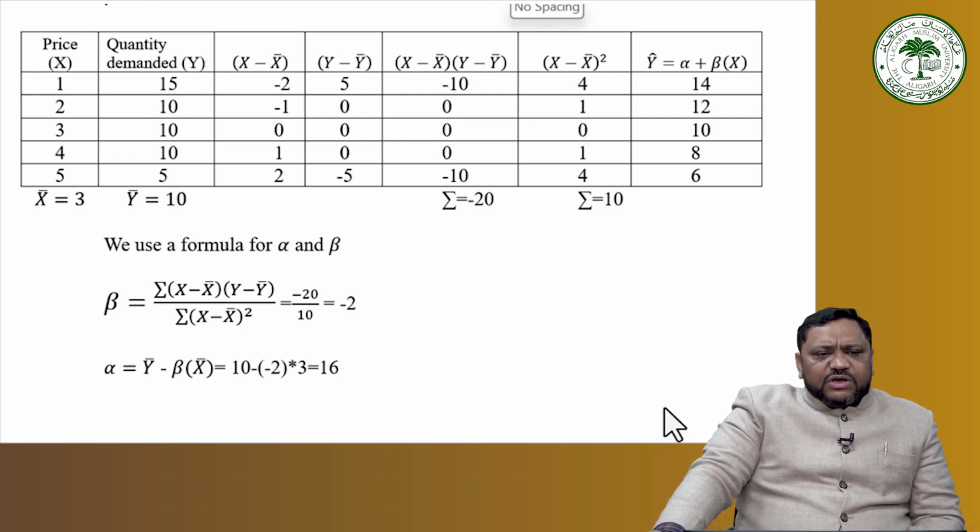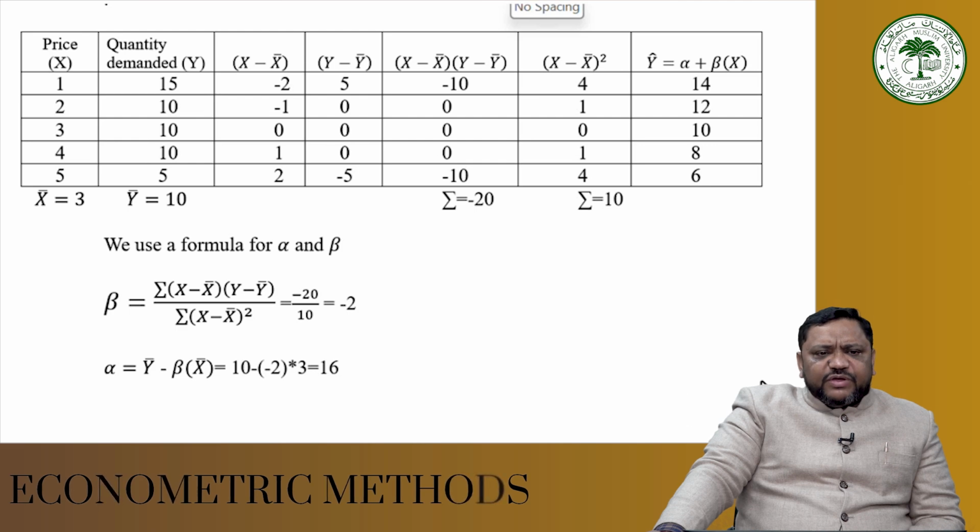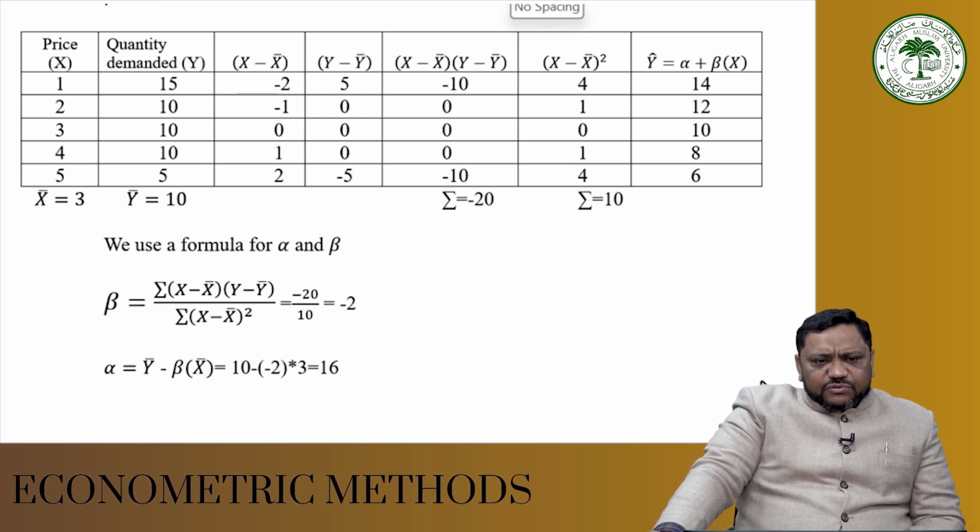So, next we compute x minus x bar. The values are minus 2, minus 1, 0, 1 and 2. Then y minus y bar, the values are 5, 0, 0, 0, minus 5. Then we multiply these two, x minus x bar with y minus y bar, and we get the values minus 10, 0, 0, 0 and again minus 10. Next, we do the square of x minus x bar. So we get 4, then 1, then 0, then 1 and 4.